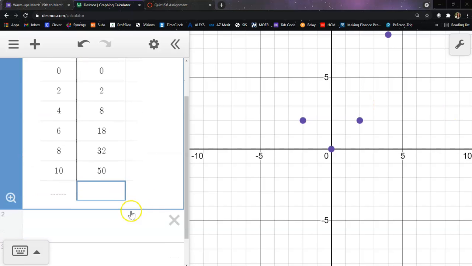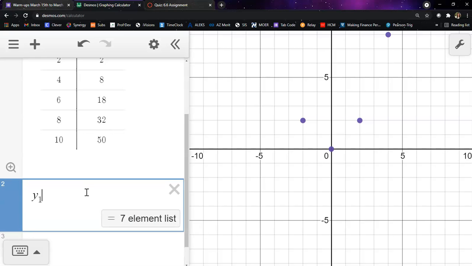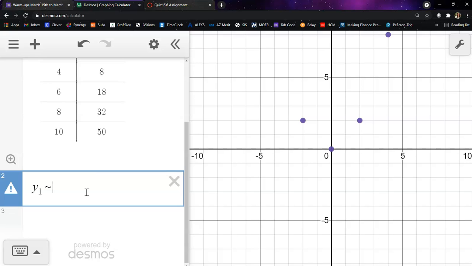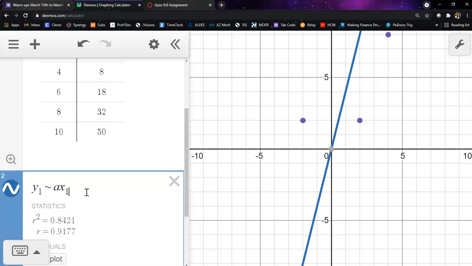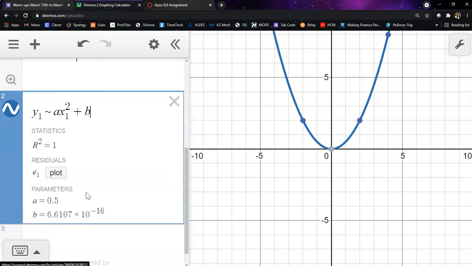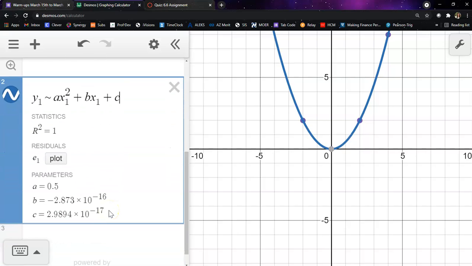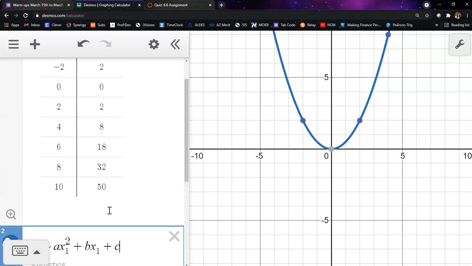Then once I type this in, I want to go to line 2. So I'm going to have y_1 squiggly line a x_1 squared plus b x_1 plus c. And then I plug in for, whoa, those should be zeros for b and c. I don't know why they're not. Did I type one of my numbers wrong?